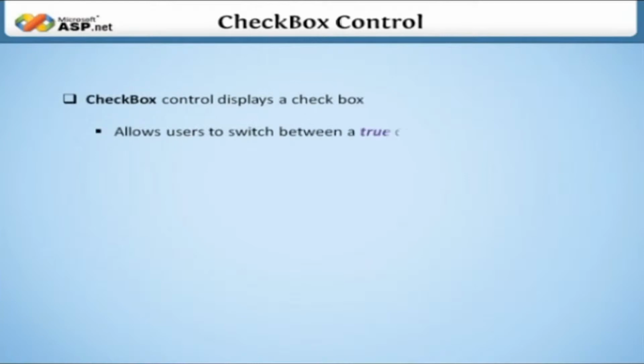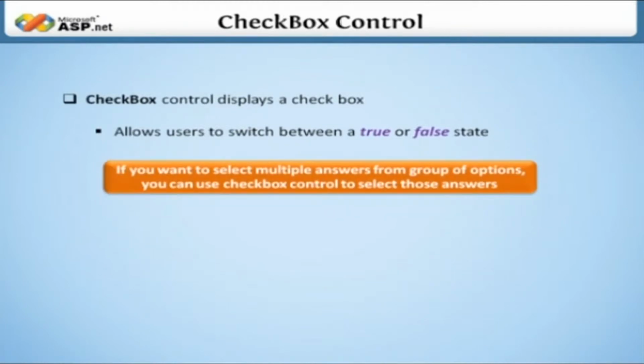Checkbox Control. In this lesson, we're going to discuss the Checkbox Control. The checkbox control displays a checkbox that allows users to switch between a true or false state. For example, if you want to select multiple answers from a group of options, you can use the checkbox control to select those answers. Now, we're going to discuss how to create a checkbox control in HTML mode.